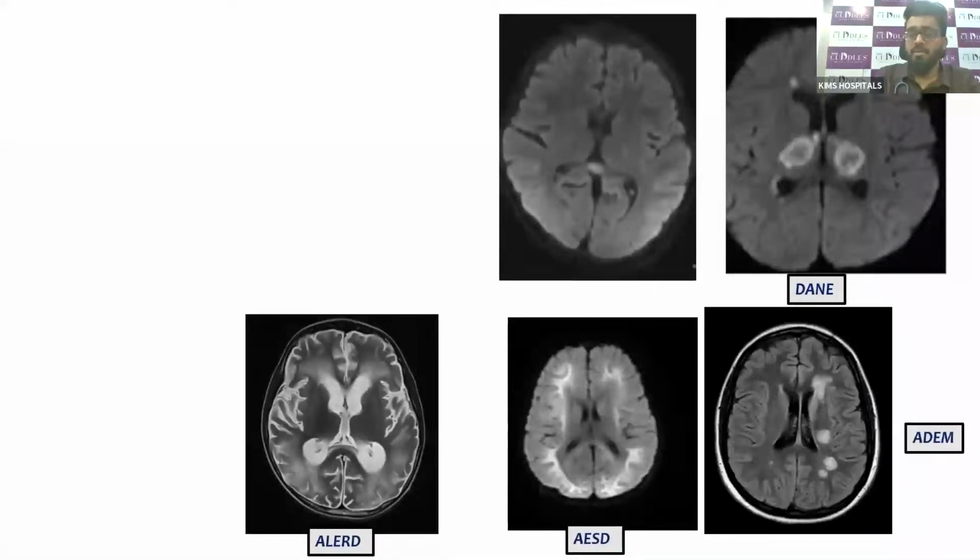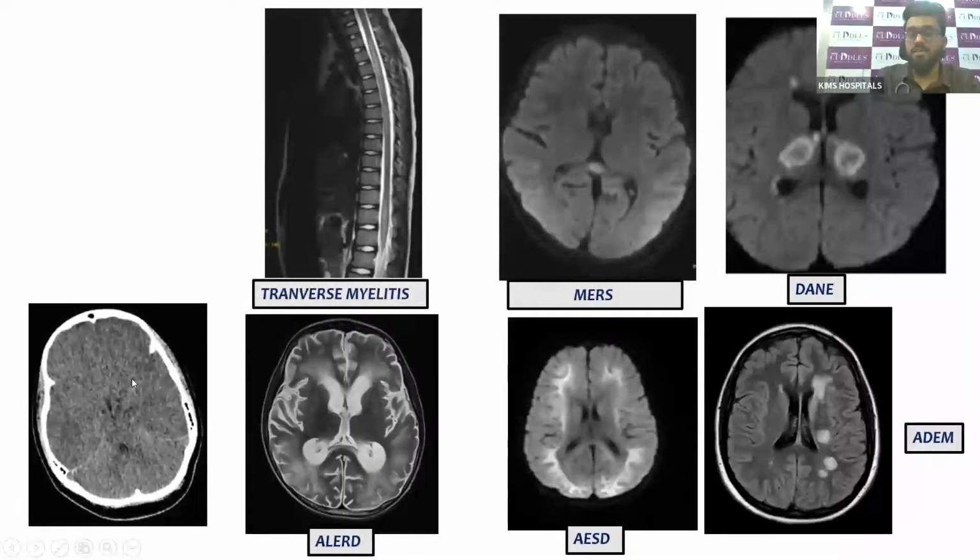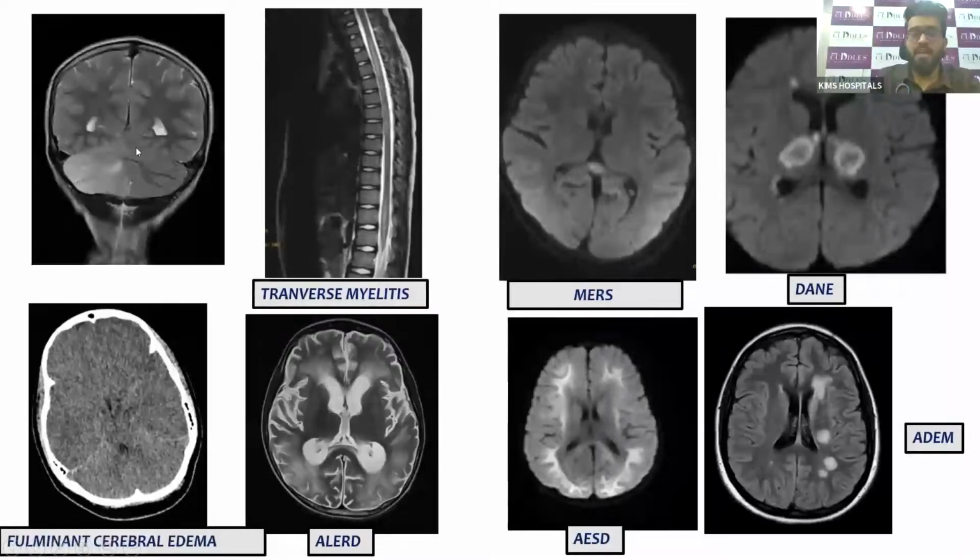A common entity following viral infection. This is where you see the restricted diffusion in the splenium. This is called mild encephalitis with restricted diffusion of the splenium. And you can sometimes have longitudinally extensive transverse myelitis. You see on the spinal MRI image findings suggestive of transverse myelitis. This is a case of CT showing dengue-induced acute fulminant cerebral edema. And finally, unilateral cerebellar hyperintensity, which is suggestive of acute cerebellitis following dengue.